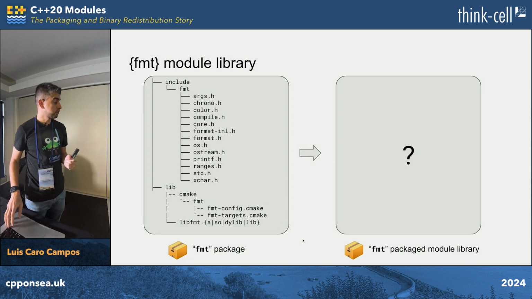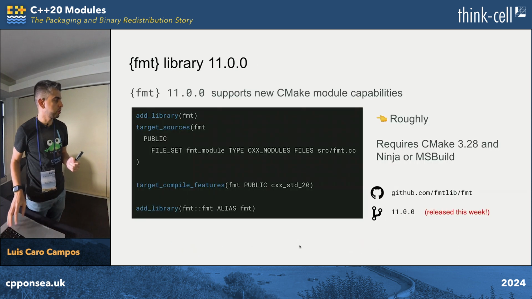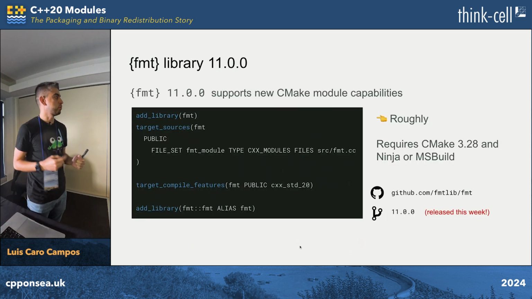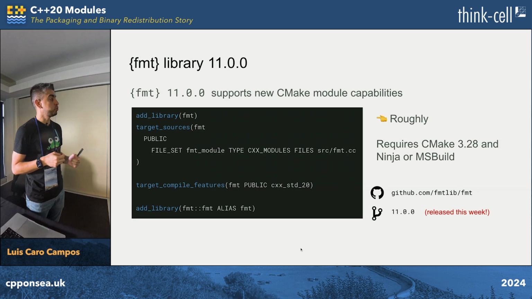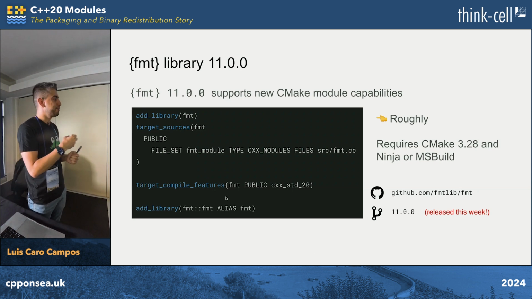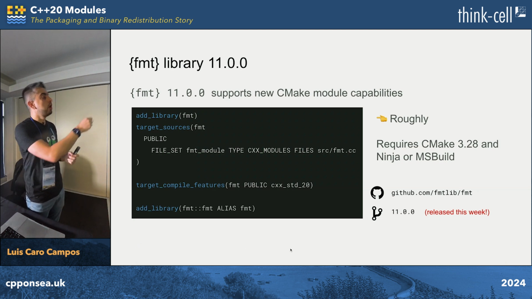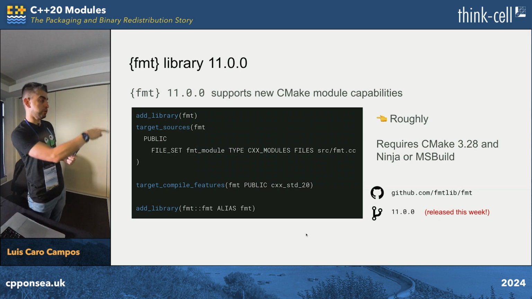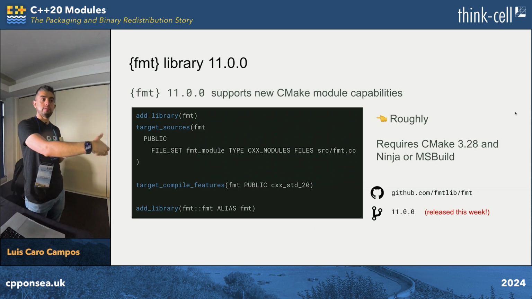And this, we don't have to go too far, because just this week, I think it was actually Tuesday this week, right? FMT version 11 was released, which supports modules. And this is roughly, if I extract all of it from the CMake list, what it looks like. When building the FMT library, we need to tell CMake that fmt.cc exports a module. So this is actually a module interface unit. And we also need to tell CMake that this requires, at the very least, C++20. And that's pretty much it.